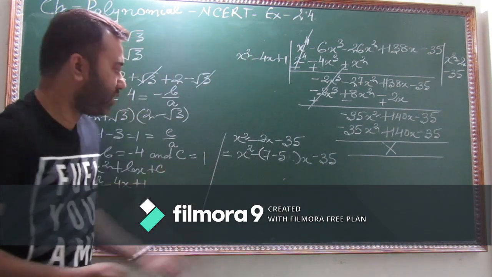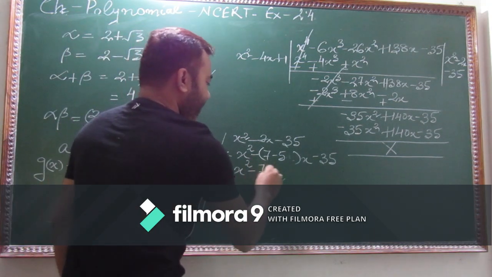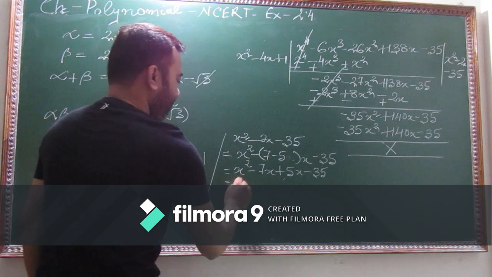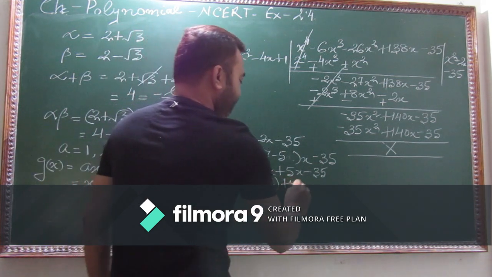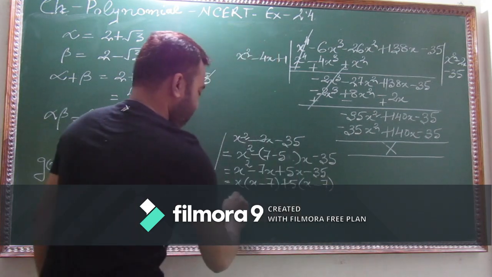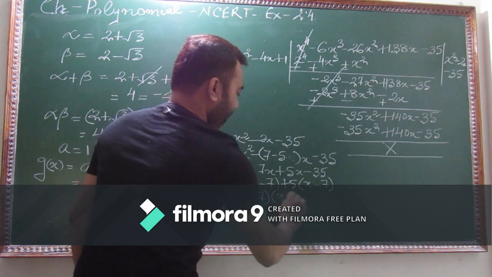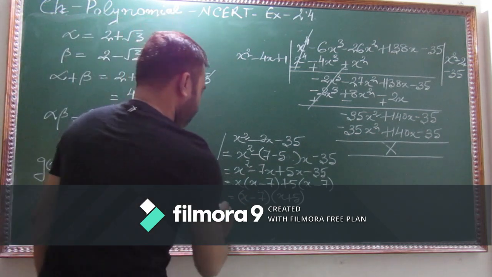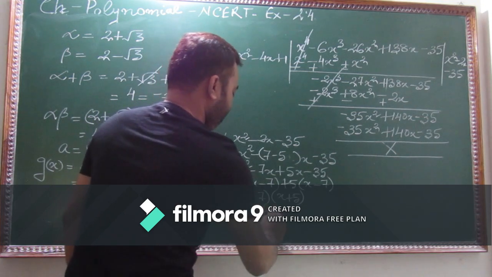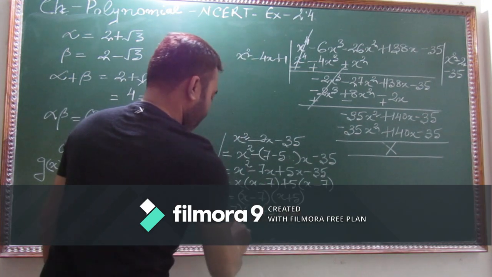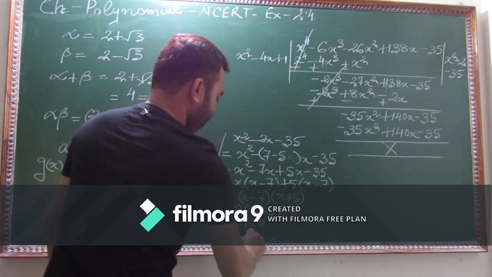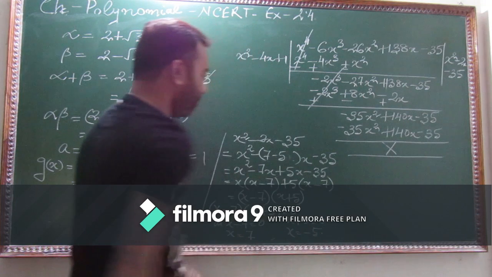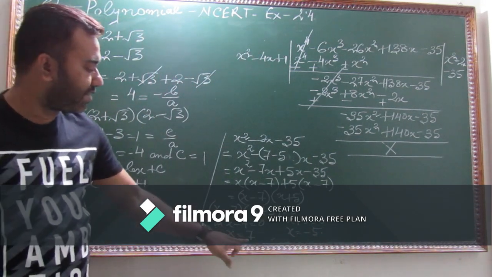Now I am going to open the bracket. If I open the bracket, this is x square minus 7x plus 5x minus 35. So if it is x, this is x minus 7 plus 5, this is x minus 7. So this is x minus 7 into x plus 5. To find the other two zeros, I have to equate it to 0. This is x minus 7 into x plus 5 is equal to 0. Or x minus 7 is equal to 0, x is equal to 7. Now x plus 5 is equal to 0, x is equal to minus 5. Any problem? So the remaining other two zeros are 7 and minus 5.